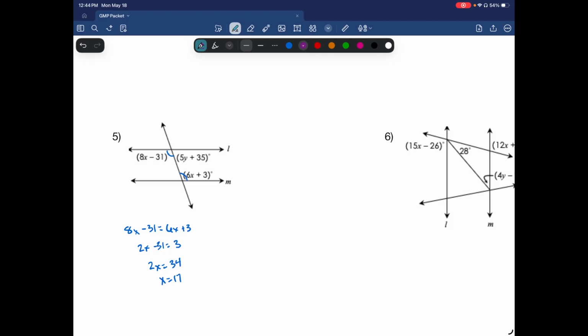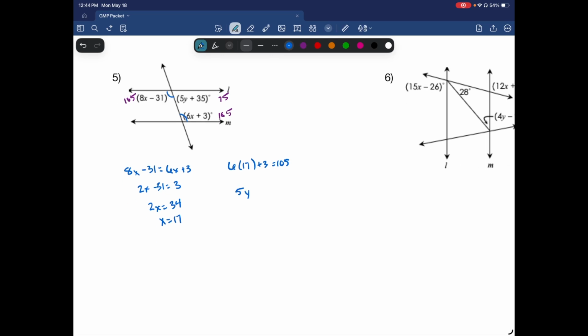All right, so I plug in 17. 6 times 17 plus 3 is 105. All right, so that means this is 105, this is 105, and the y angle is 180 minus 105, which is going to give you 75. So I can set 5y plus 35 equals 75. So 5y equals 40, y equals 8. All right, so that's number 5.